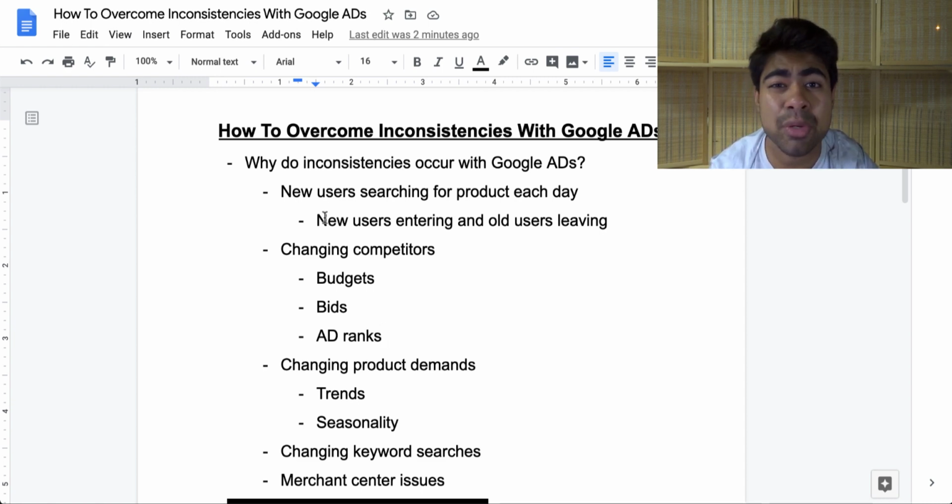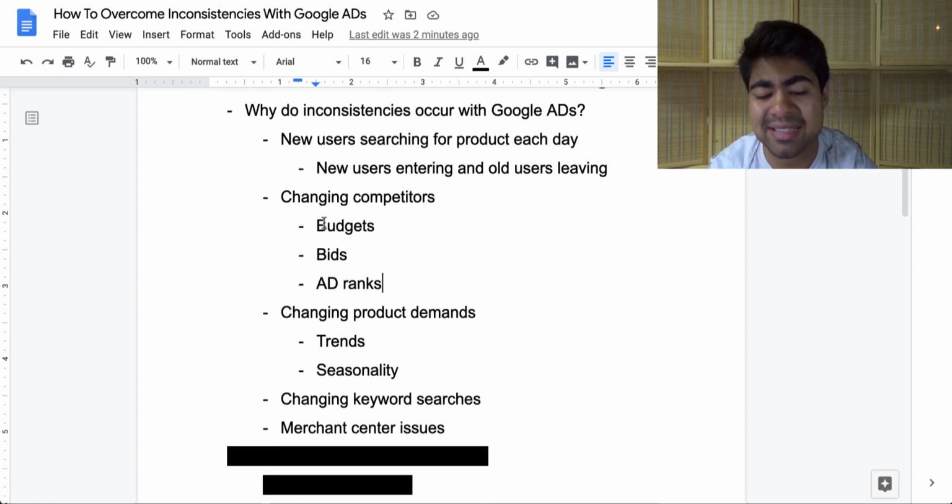Literally anybody else, including Walmart, Target, Amazon, could simply come in and take the sales from you, which is why you could be dealing with these inconsistencies. And this is also one of the biggest reasons why a lot of people face inconsistencies in the first place.